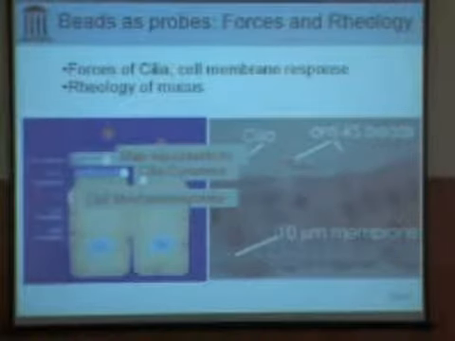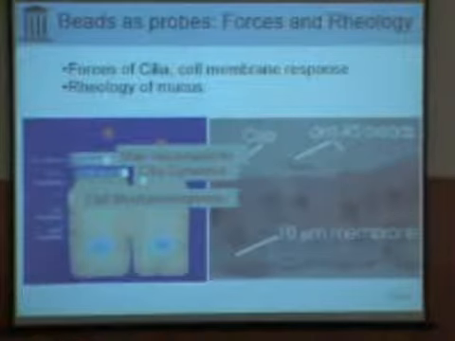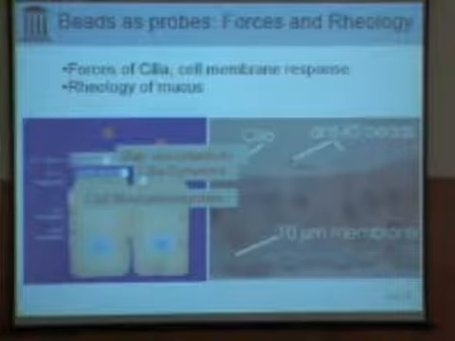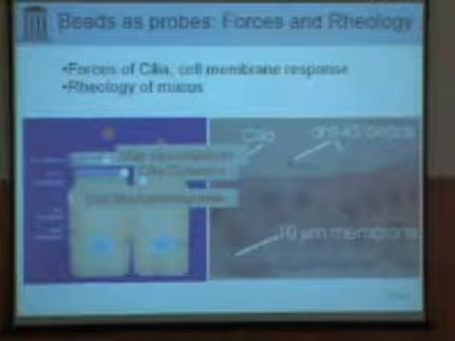We're going to use beads now. Instead of the AFM tip, we're going to put beads into our system. We're going to attach them to the ends of these cilia in order to grab a hold of the cilia. We're going to put the beads inside the mucus in order to measure the viscoelasticity of the mucus.